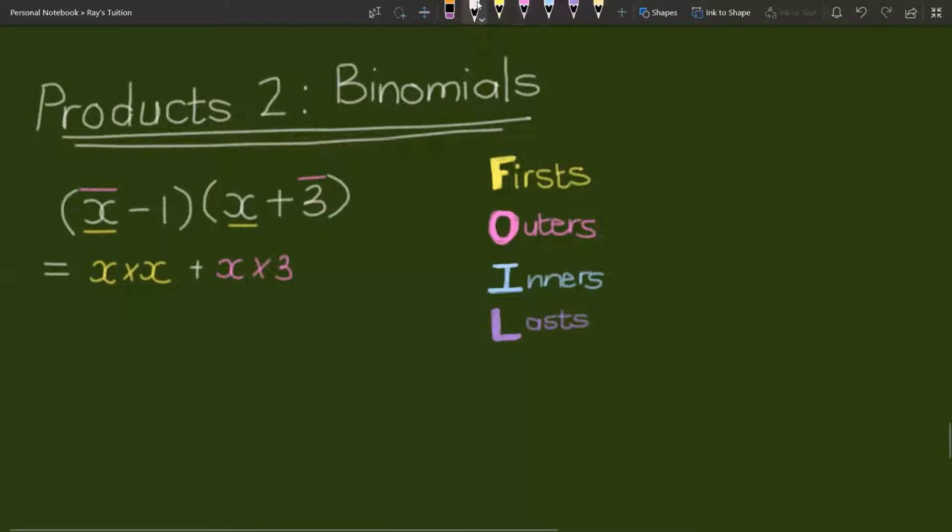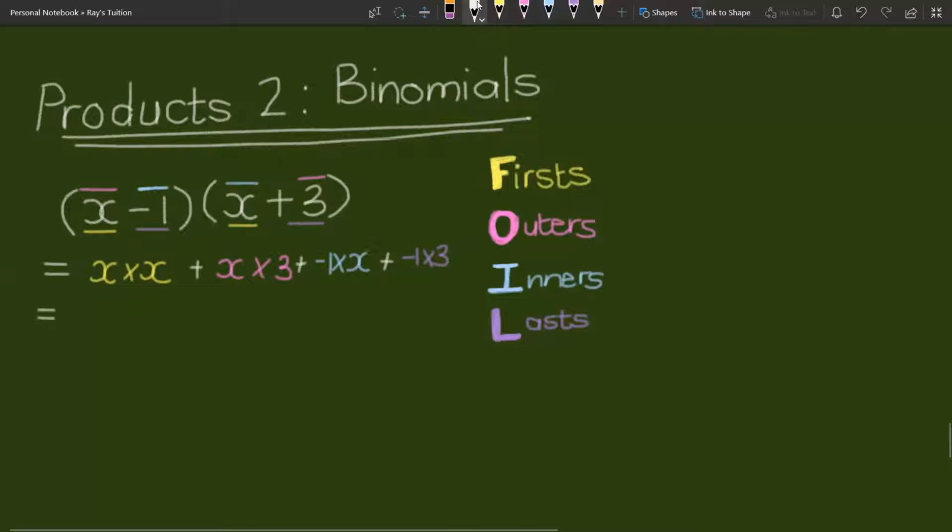Then the next one is the inners, and the inners are referring to the two terms on the inside of both of the brackets, which in this case is the -1 and the x. So it's -1 times x. And please make sure that you multiply it with the sign. And then the last ones are the last terms of each bracket, which in this case is -1 times +3. Okay, so then we can do the multiplication.